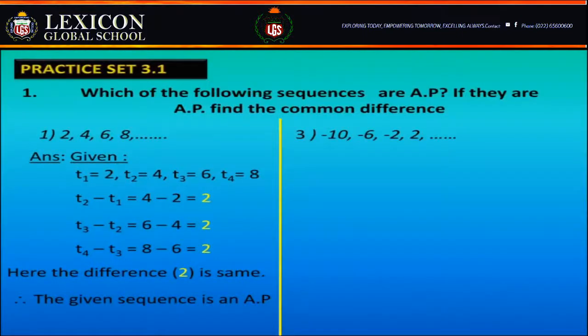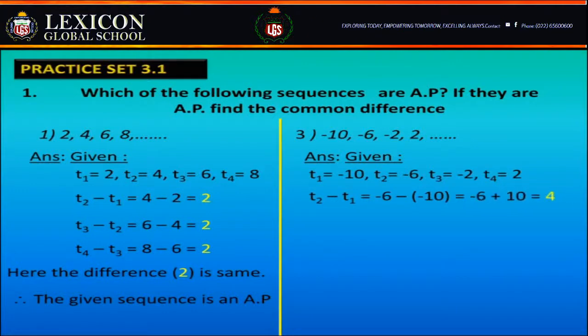As you can see, the question for your third sum is minus 10, minus 6, minus 2, 2, and so on. Let us write what is given to us. T1 is minus 10, T2 is minus 6, T3 is minus 2, T4 is 2. Now we need to find the common difference. That means T2 minus T1, minus 6 minus of minus 10.